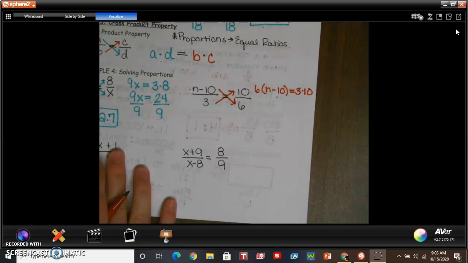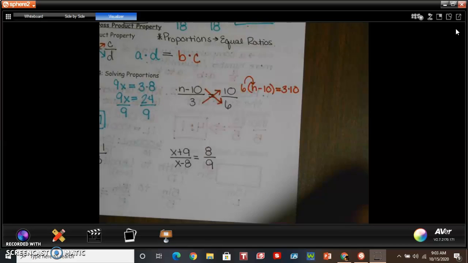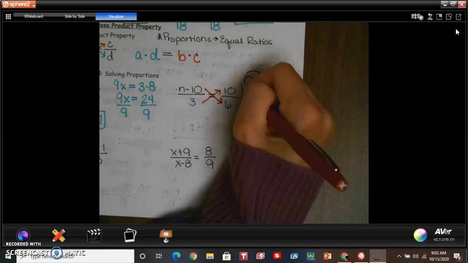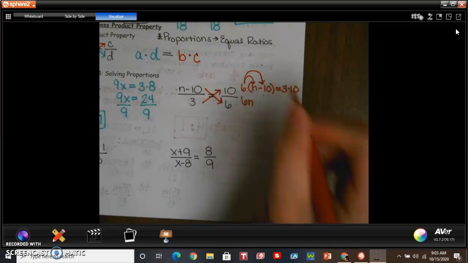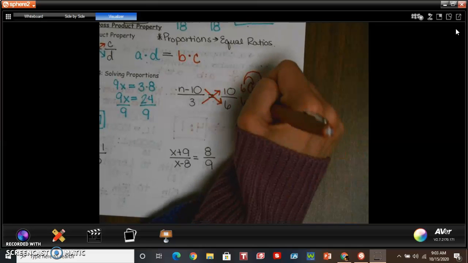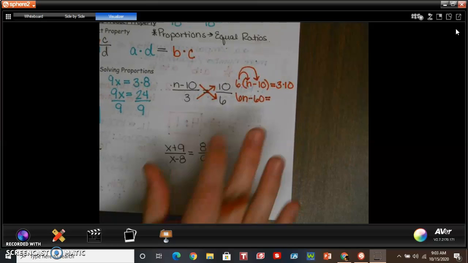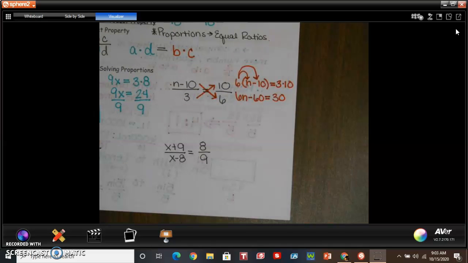All right, let's simplify. Now, how we simplify these is we're going to use distributive property. Distributive property means whatever's outside our parentheses is going to multiply everything inside the parentheses. So we have 6 times n, which gives us 6n. Then we have 6 times negative 10, which gives us negative 60, equals, and then we have 3 times 10, which is 30.